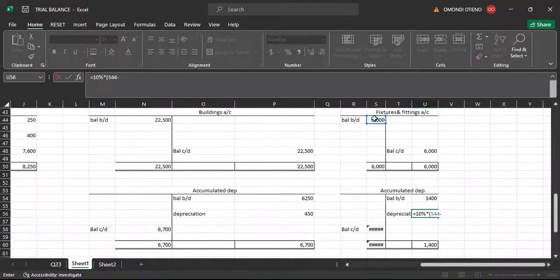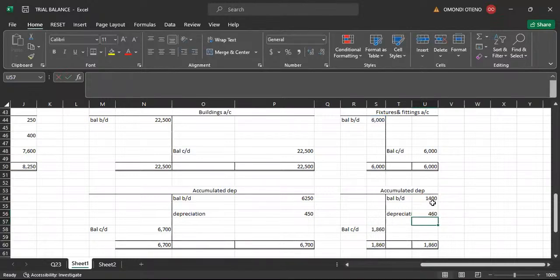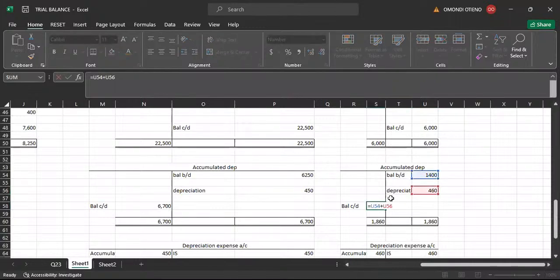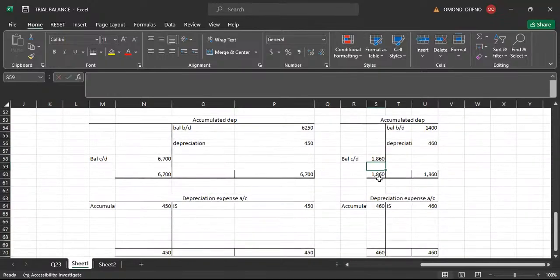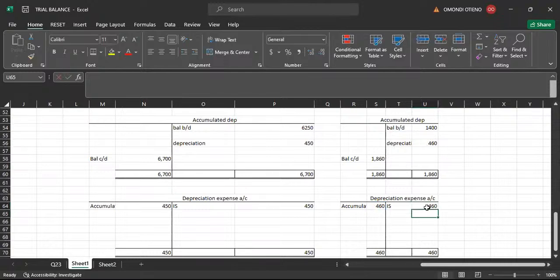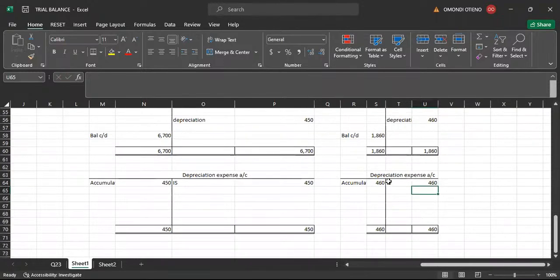minus the accumulated depreciation at the beginning of the year. So if I do that, I'll be able to get depreciation expense of this value. Balance carried down is now the balancing figure there. Then I get my value. Depreciation expense will be this 460, which I will be taking to income statement.